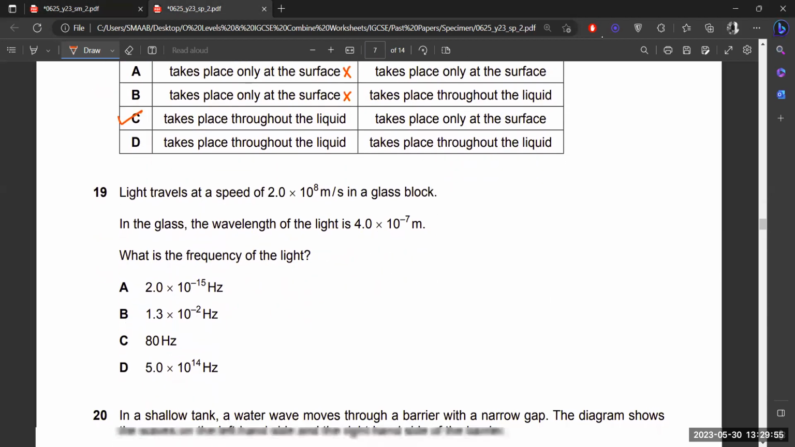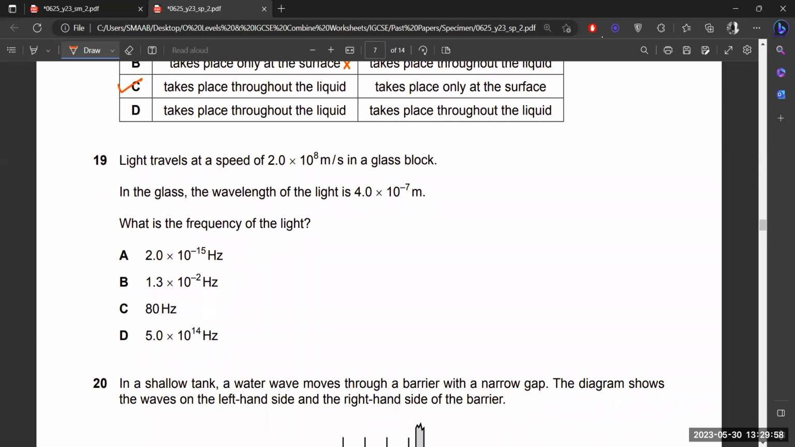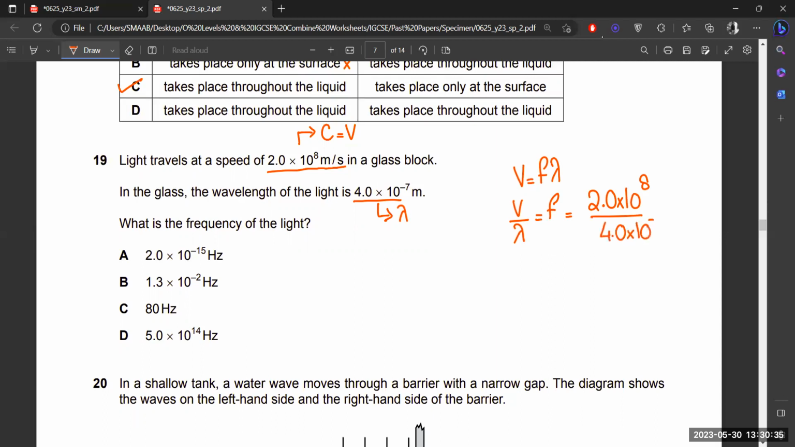No confusion. Question 19, light travels at a speed, that is the speed of light, or we may also write it as V. In the glass, the wavelength of the light is, this is the wavelength. And what is the frequency? So basically we need to solve by the formula of the speed of a wave. V equals F lambda, and we need to find the frequency. So F equals V over lambda. V is equal to 2.0 into 10 to the power 8, divided by lambda. Lambda is 4.0 into 10 to the power minus 7.